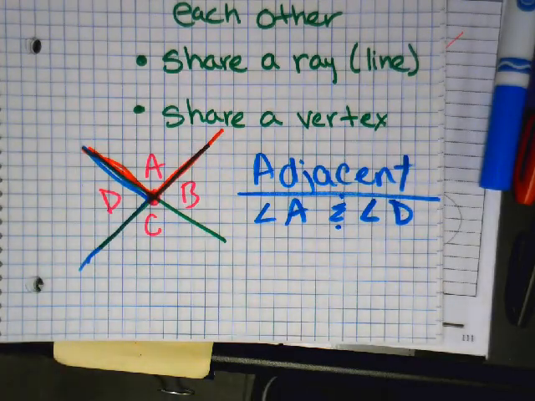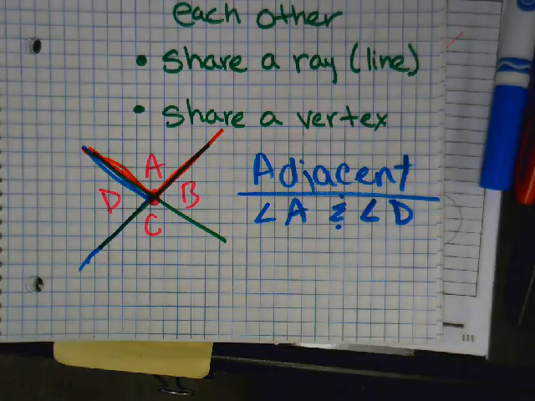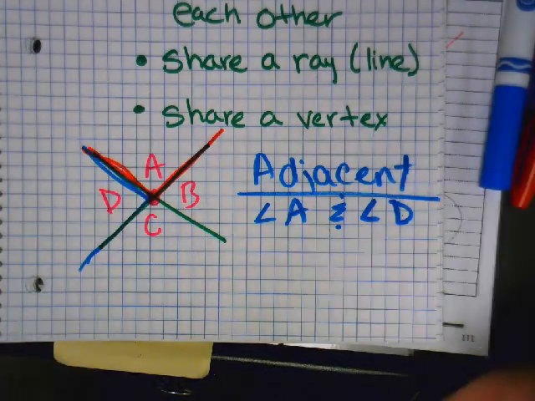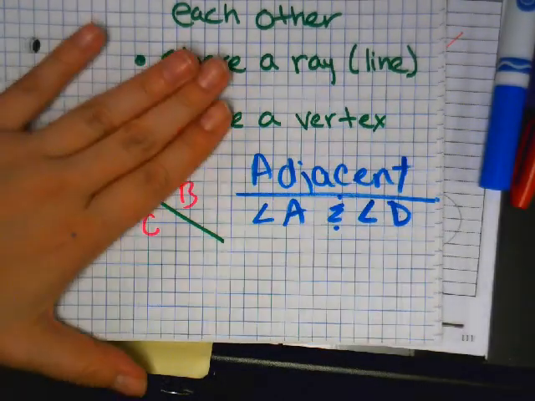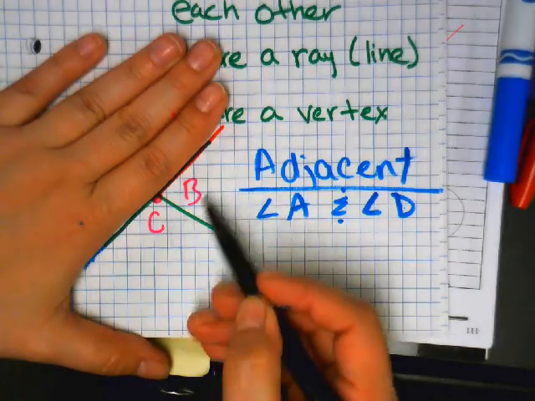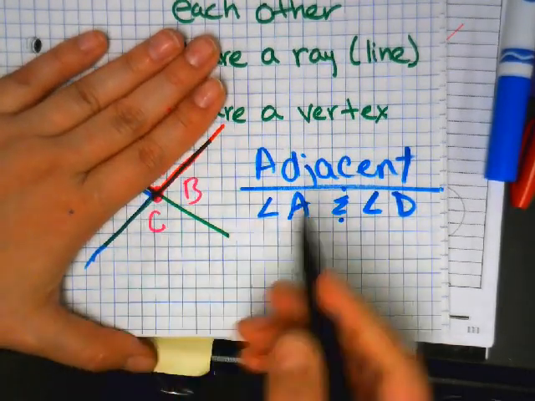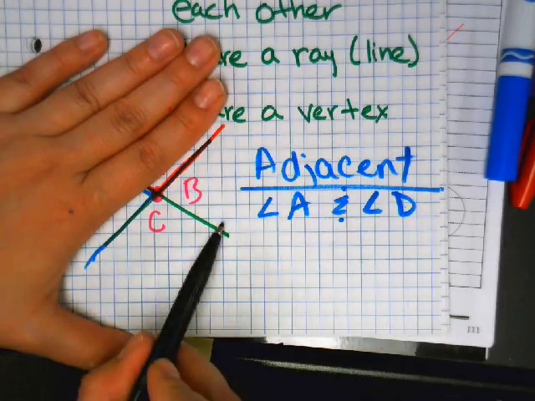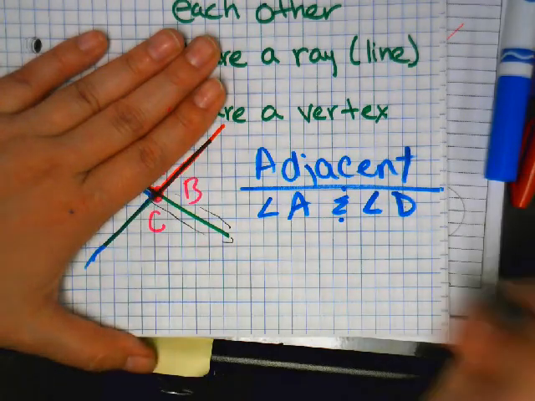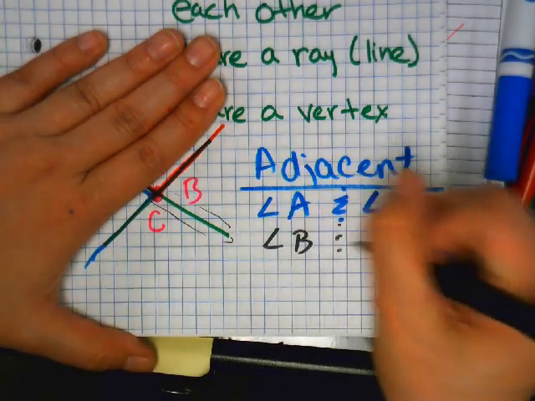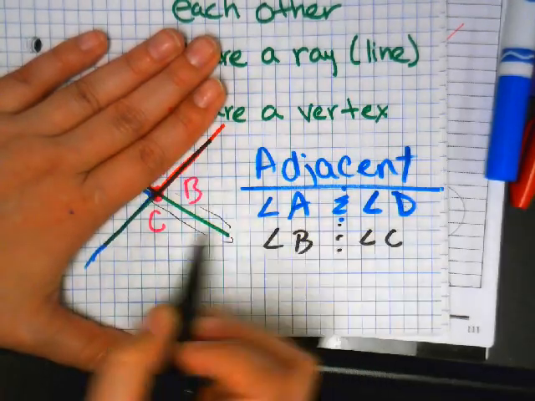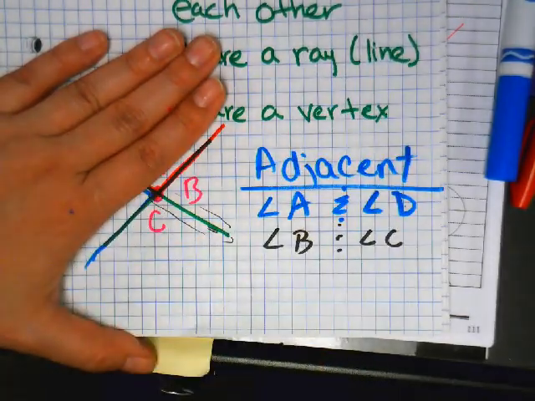Who can name another pair of adjacent angles? There's a total of four. Okay, raise your hand so I know. Margarita? B and C, right here? Are they next to each other? Yes. Do they share the vertex? Yes. And which line do they share? They share this line, the green one. So angle B and angle C share this green line, and they share the vertex.